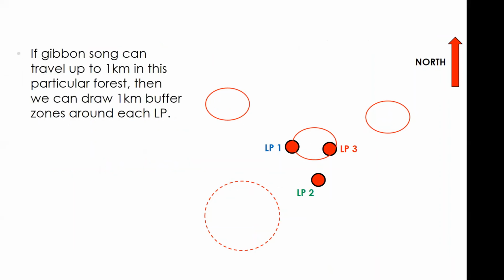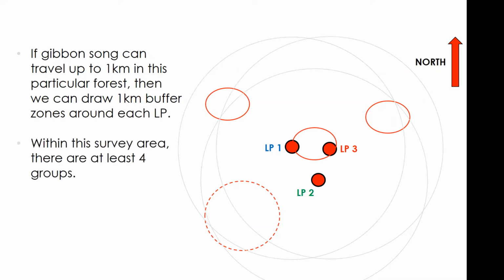And so finally, what we need to know as well is how song travels in that particular environment, in that particular forest. So for example, this data was taken from a peat swamp forest, and we know that gibbon song can travel up to 1 kilometer in this forest. Therefore, around each of the listening posts, we can draw a 1 kilometer buffer. This is now known as our survey area. So based on this survey area, we know that there are at least 4 gibbon groups.